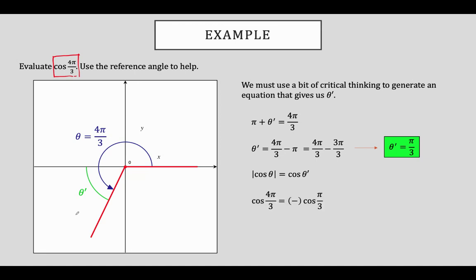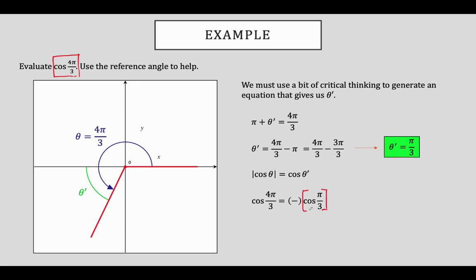Therefore, we can say that the cosine of 4 pi over 3 is equal to -1 times the cosine of pi over 3. Notice that this right here is the cosine of the reference angle. So we can find the cosine of the reference angle and affix the appropriate sign in front of it. Again, we have to put a negative sign in front because we know cosine of this angle 4 pi over 3 has to be negative because the angle is in the third quadrant.